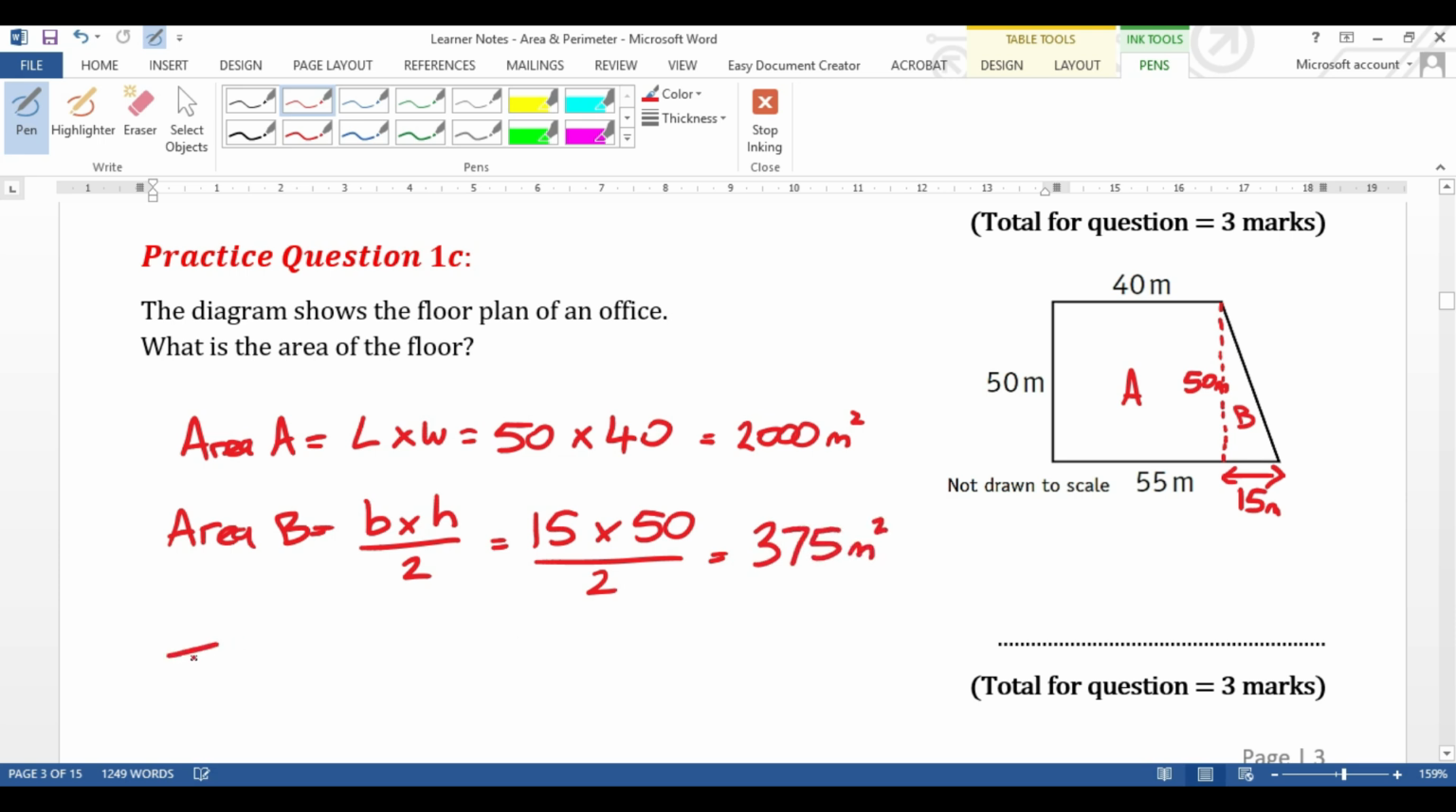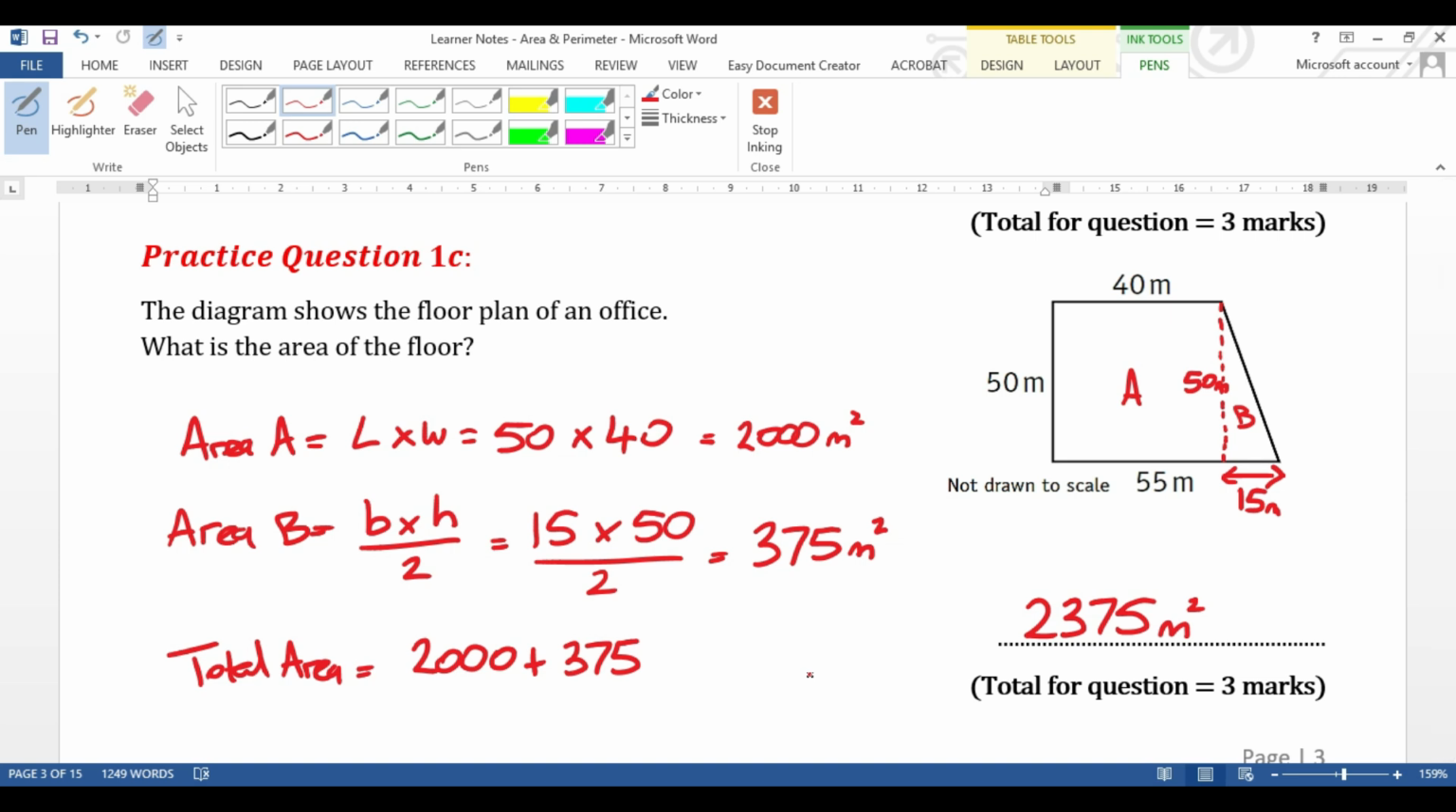meters squared. So the total area, 2000 plus 375. And let's put the answer here, 2375 meters squared. Again, don't forget to put the correct units, otherwise you get marked down for that as well. Yep. And of course, if you use the trapezium formula, you should have got the same answer as well.